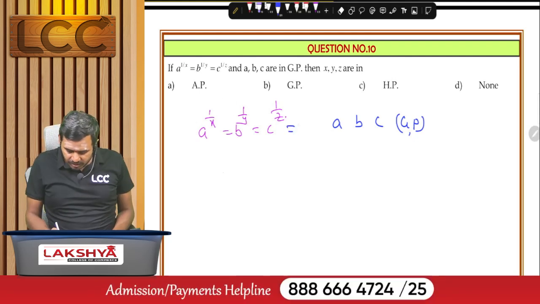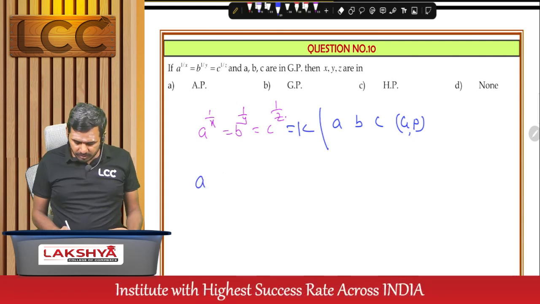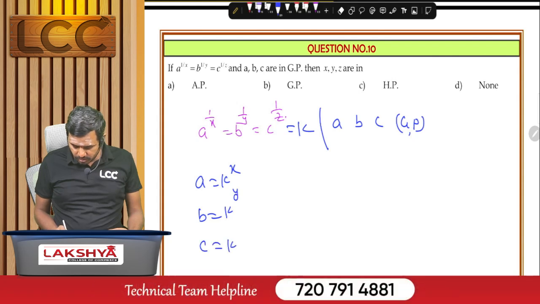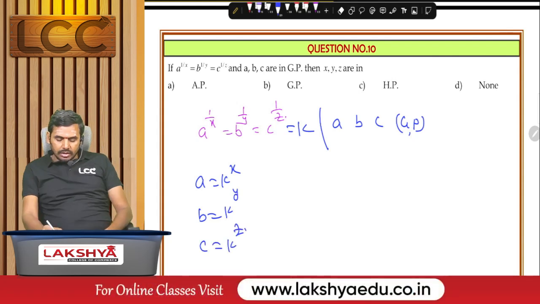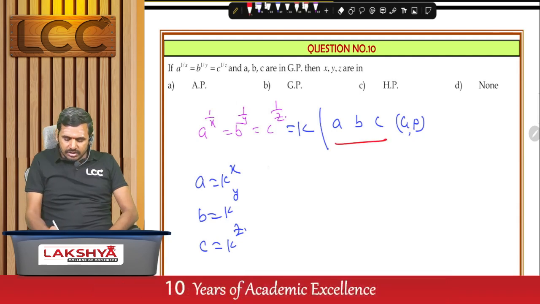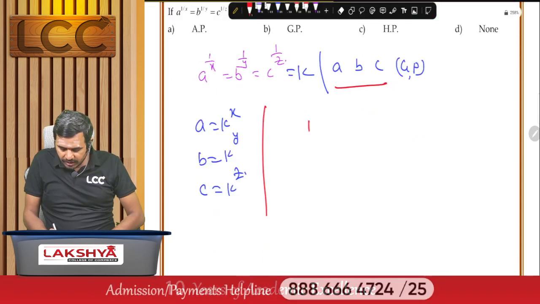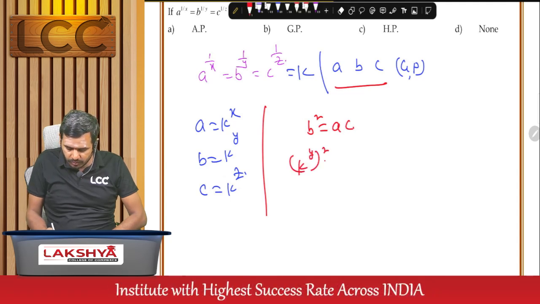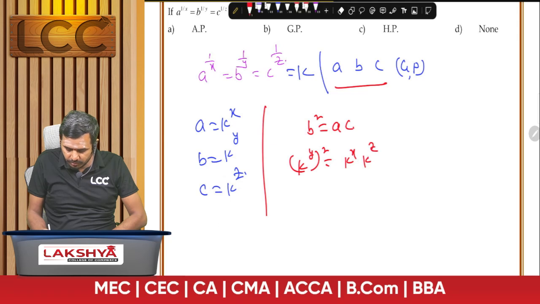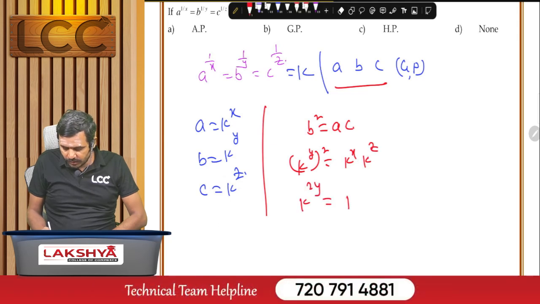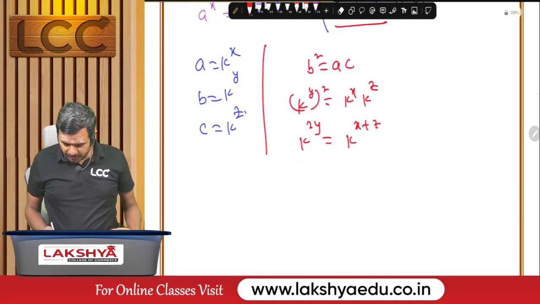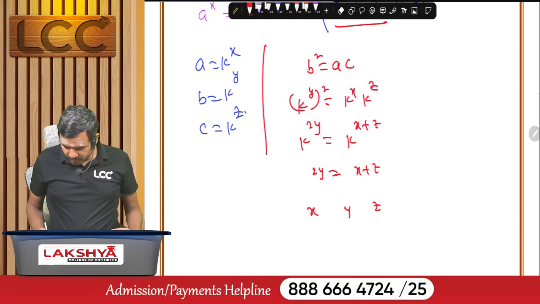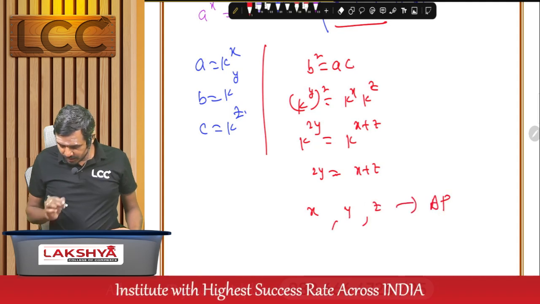Let the three equal numbers be equal to k. From this, a is equal to k power x, b is equal to k power y, c is equal to k power z. And they also gave one additional statement, a, b, c are in GP. a, b, c in GP means b square is equal to ac. B is k power y, whole square is equal to k power x into k power z. K power 2y is equal to k power x plus z. 2y is equal to x plus z. That means x, y, z are in AP.